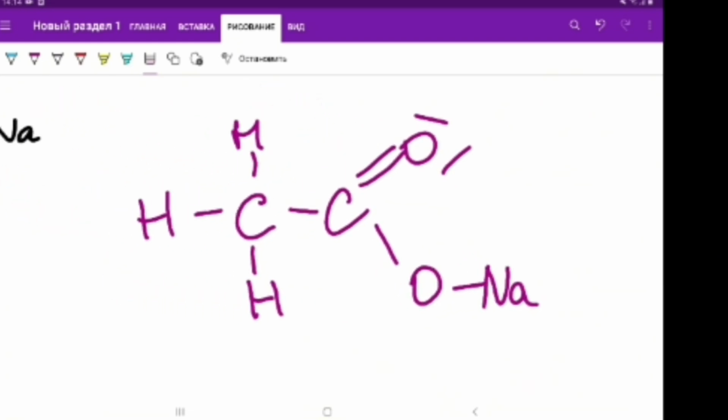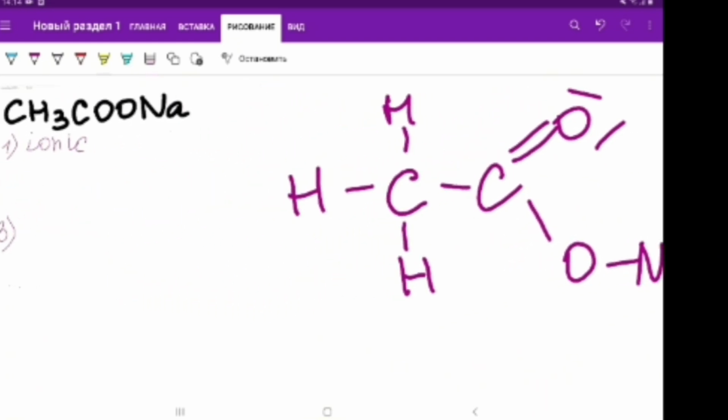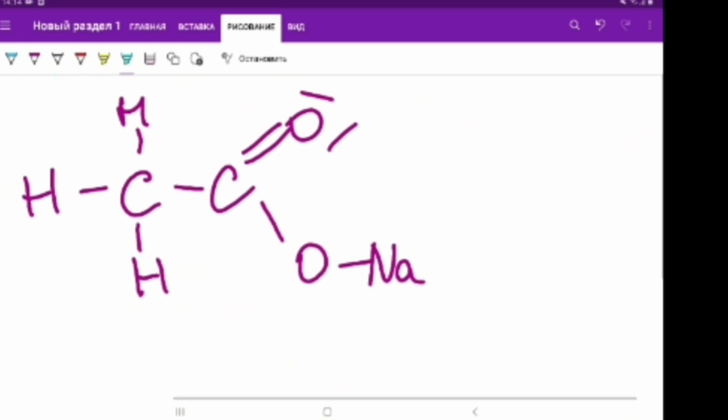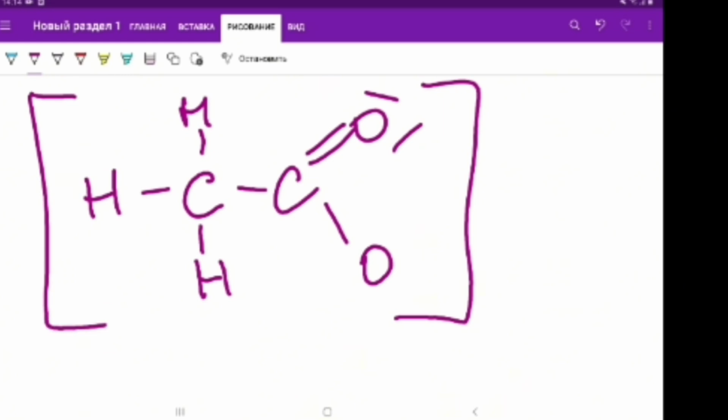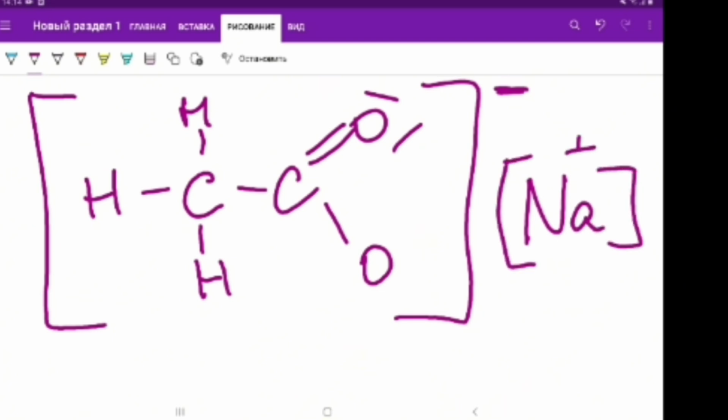At the beginning we said it was ionic. Look, ionic. Between this part and this part there will be ions. So we draw it actually in this way. Pay attention to what we do. We draw it in a square bracket with a negative charge and sodium with a positive charge. So if our compound is ionic, it can create an ion. It does not have a covalent bonding. We draw it in this way.